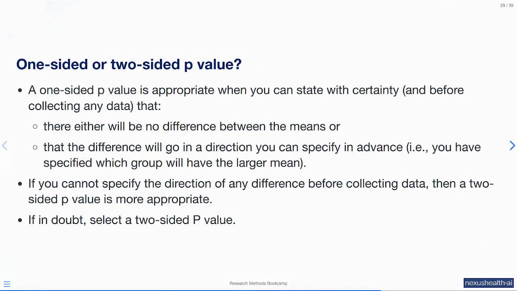A one-sided p-value is appropriate when you can state with certainty and before collecting any data that there will either be no difference between the means or that the difference will go in a direction you can specify in advance. That is, you have specified which group will have the larger mean. If you cannot specify the direction of any difference before collecting data, then a two-sided p-value is more appropriate. If in doubt, select a two-sided p-value.